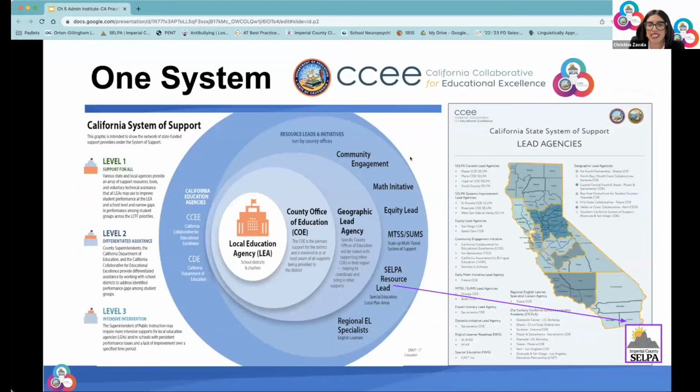Again, we are a SELPA content lead in the area of supporting English learners with disabilities. We are one of 5 SELPA content leads, part of the California System of Support, and we are located in the southeast region of California in Imperial County.